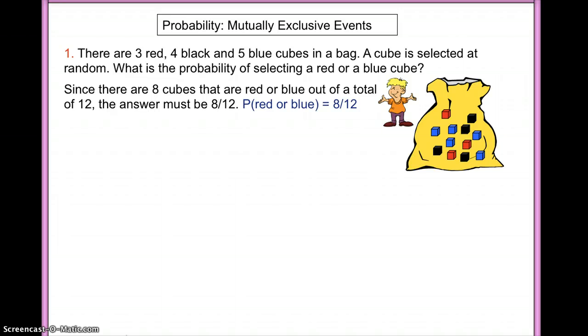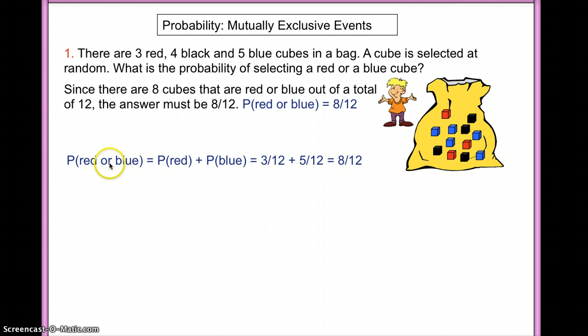First thing that you will do is count all the cubes inside the bag, and you will know that there are 12 in total. That's the total number of possible outcomes. Then you look at red, and there are 3 reds, and you count the blue, and there are 5 blues. So 3 plus 5 is 8, so 8 out of 12. Here's the proper math notation: P(red or blue) equals probability of red plus probability of blue, and you will end up with 8 out of 12.